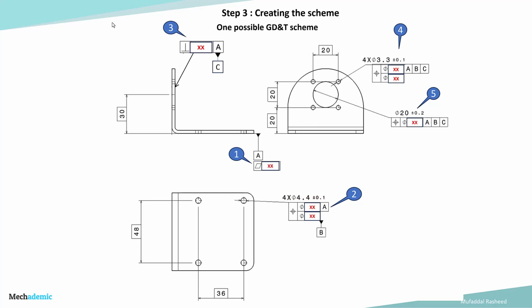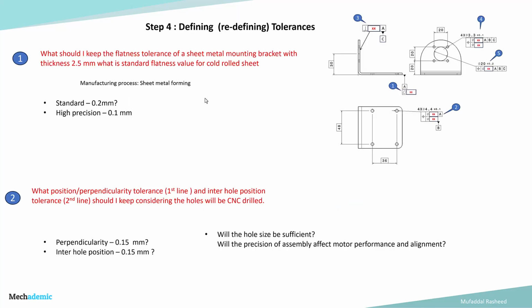Of course, making a GD&T drawing or engineering drawing is never a one-off activity. Once you create the first draft, you need to redefine tolerances as you go forward, as you learn more about the system, about the product, about manufacturing, and what is the precision required for the functional performance of the system. So step 4 is defining and redefining tolerances.